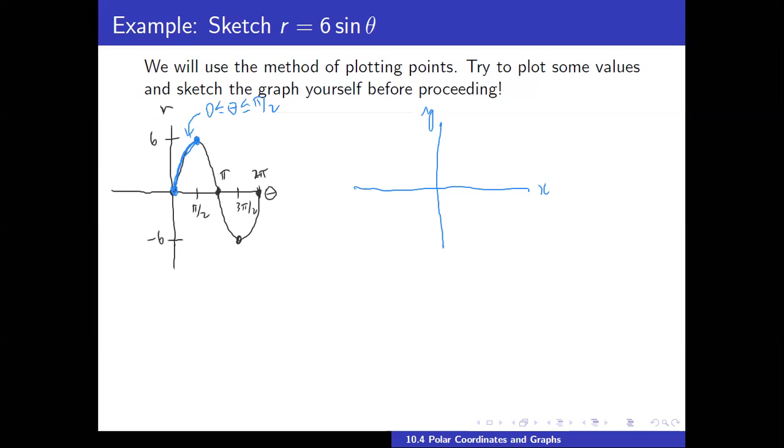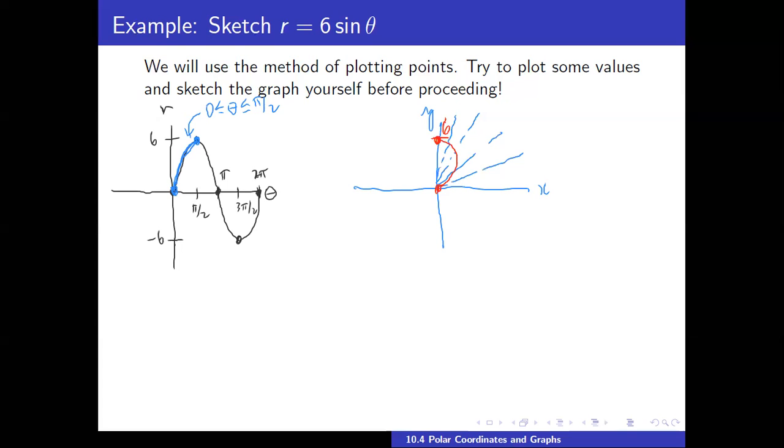I'm going to just draw a bunch of dotted lines here. As this angle grows from 0 to pi over 2, the radius is growing from 0. It starts at 0 and it gets bigger, bigger, bigger until it goes all the way up to 6. That's sort of counterintuitive for students at first. So at pi over 2, I am out at a length of 6.